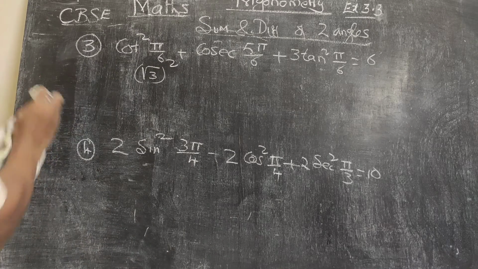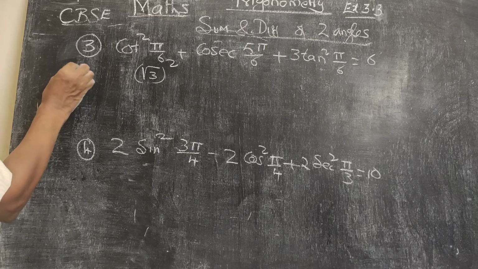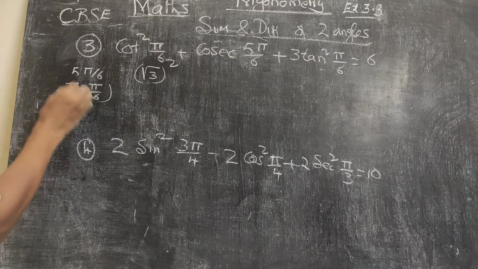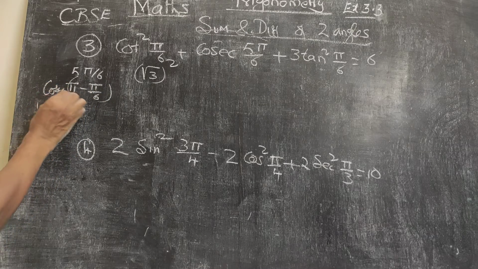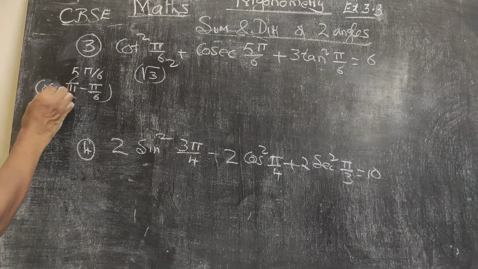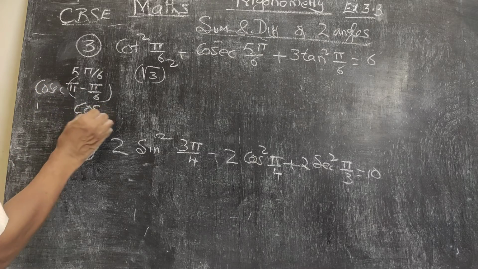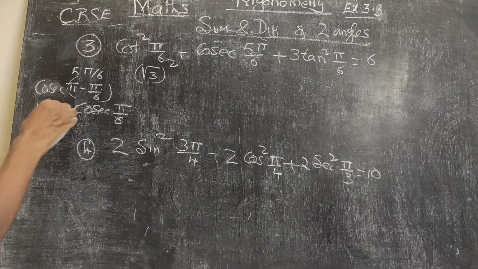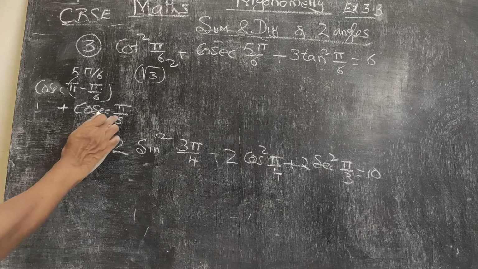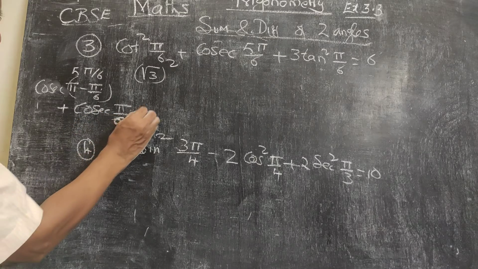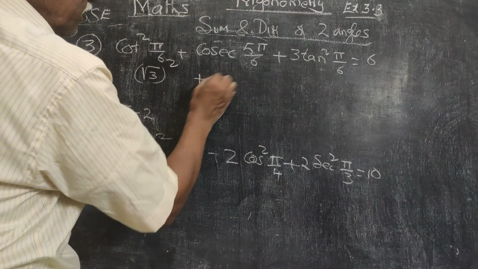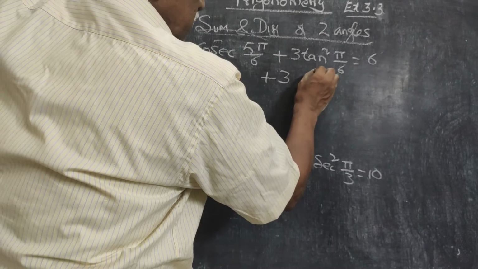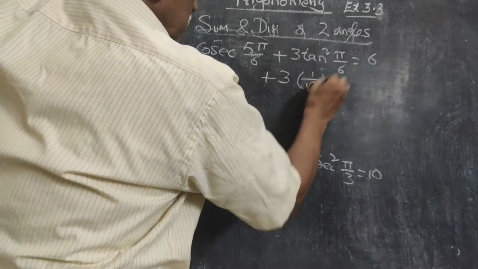Now, 5 pi by 6 equal to pi minus pi by 6. This is cosecant. Pi minus pi by 6 is cosecant pi by 6. 180 minus, so second quadrant, sign is positive. So this is sin 30 reciprocal, so 2, plus 3 tan pi by 6. Tan pi by 6 is 1 by root 3 the whole square.